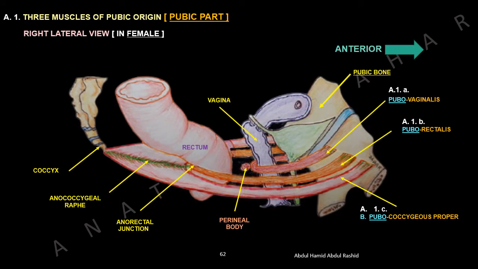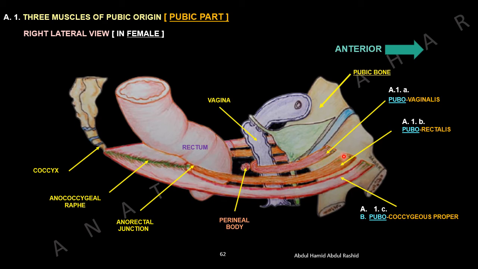These are the three muscles of pubic origin in female. We are looking from the right lateral side. This is the back of the pubis. The pubic symphysis is here. This is the uterus. This is the vagina. The three muscles: the innermost one is pubovaginalis, the middle one is puborectalis, and the outermost one is pubococcygeus proper. The middle one and the outermost one are the same as in the case of male. Origin, anterior origin and posterior part, everything is the same as in male.